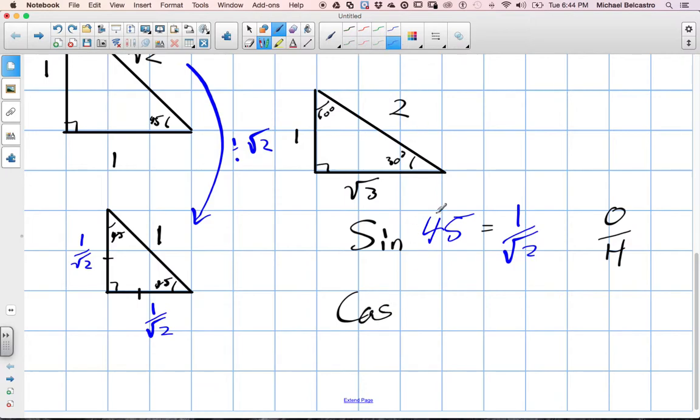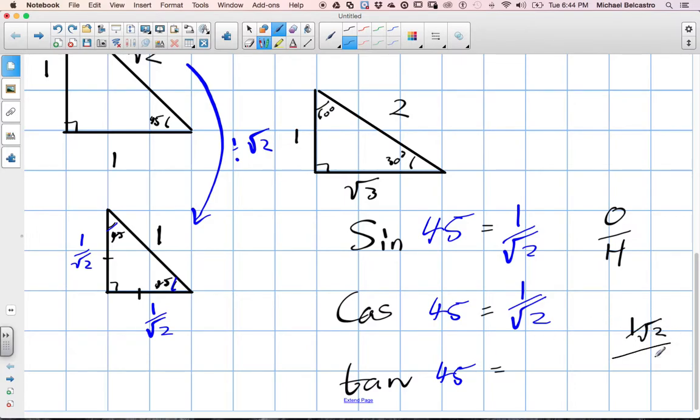Cos of 45 degrees is equal to adjacent over hypotenuse. You end up with the exact same thing, 1 over root 2. It doesn't matter which of these 45s you're working with. The adjacent is 1 over root 2. The hypotenuse is 1. When you divide by 1, it doesn't change anything. And then tangent of that 45 degrees is the opposite over the adjacent. So we're talking about 1 over root 2 over 1 over root 2, which is essentially just the value of 1. It ends up as 1. And that makes sense here because it's 1 over 1. It equals 1. So those are nice.